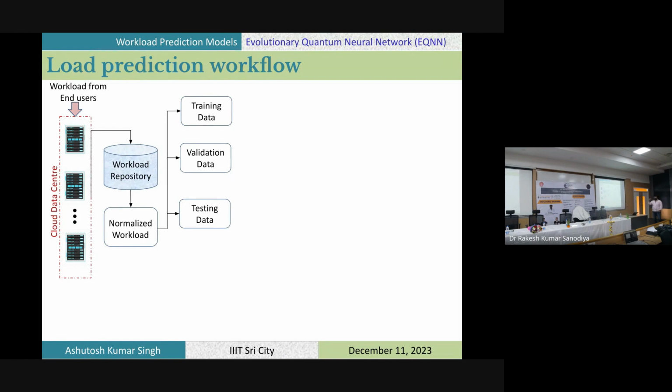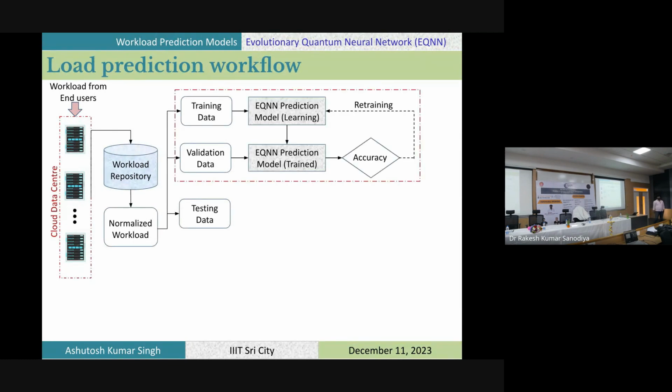After that, in machine learning, 3 categories are always there: training, validation, and testing. So this is where we apply. Our contribution is for training. We have applied an evolutionary quantum neural network. So first of all, we applied quantum.